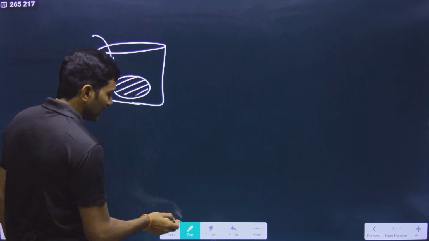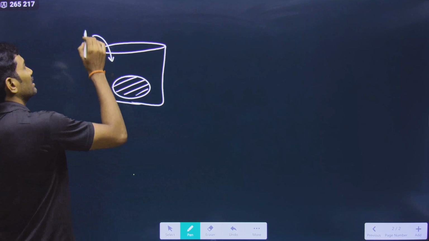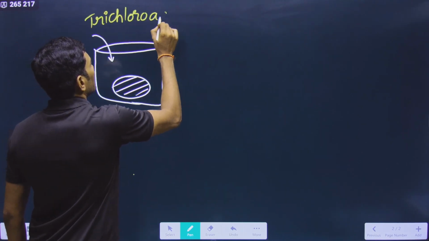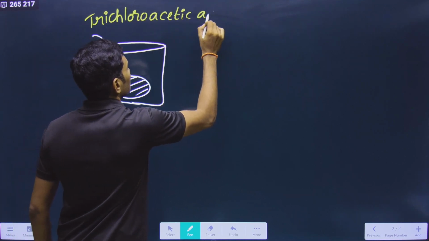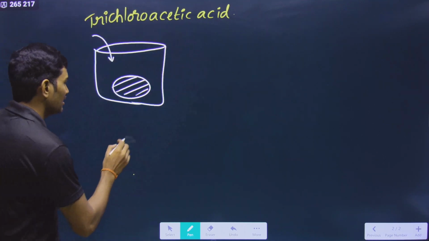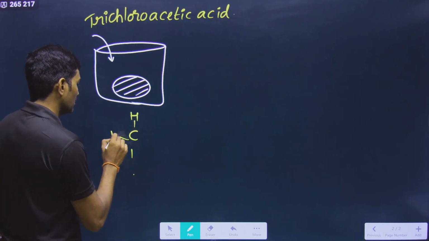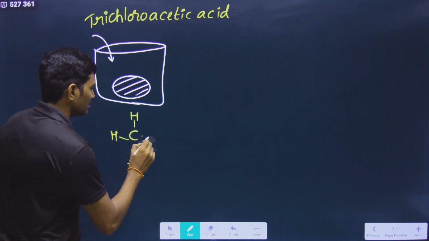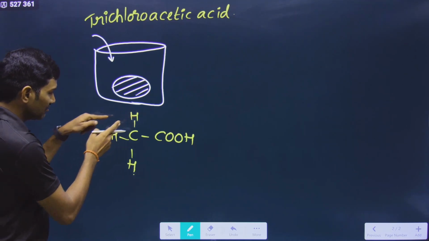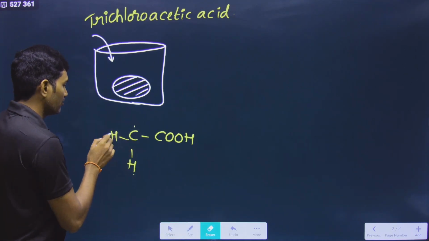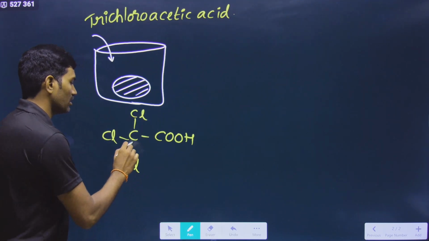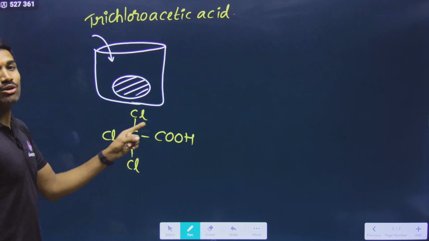To this tissue, we are adding a particular solvent. What is that solvent? Observe this. The solvent we are adding is trichloroacetic acid. What is this trichloroacetic acid? First, we forget about trichloro. What is acetic acid? CH3COOH, three H's are present in the CH3. CH3COOH is called acetic acid. In this, instead of these three hydrogens, if three chlorines are present here, that means here chlorine is there, here also chlorine is there, here also chlorine is there, now it is called trichloroacetic acid.